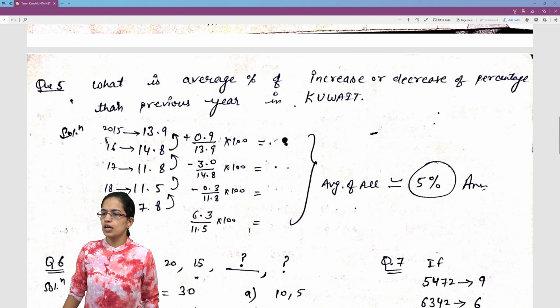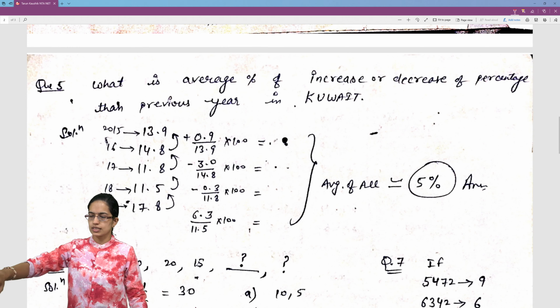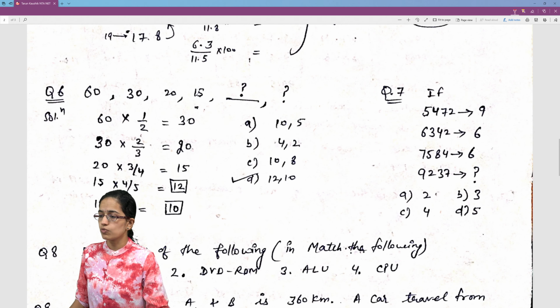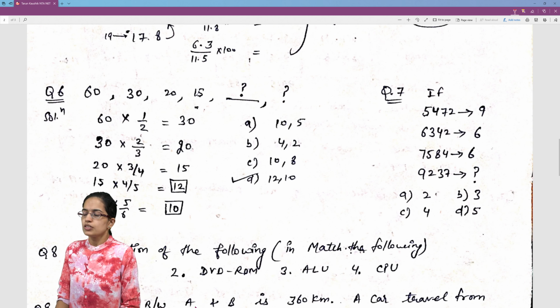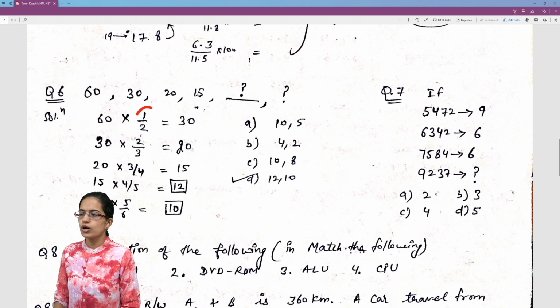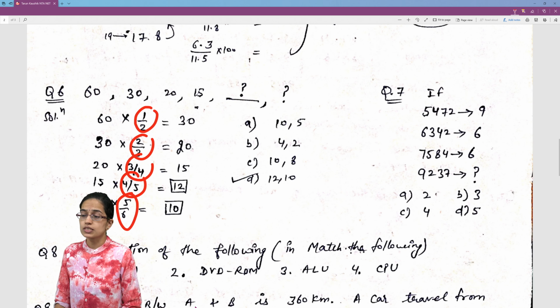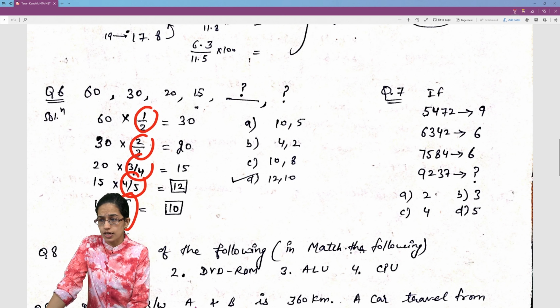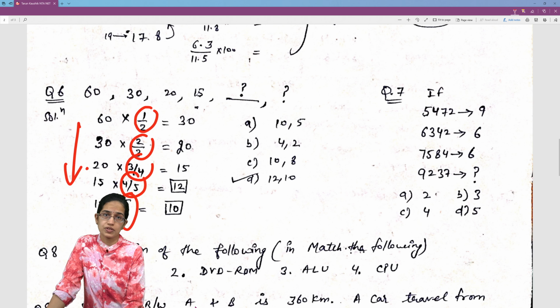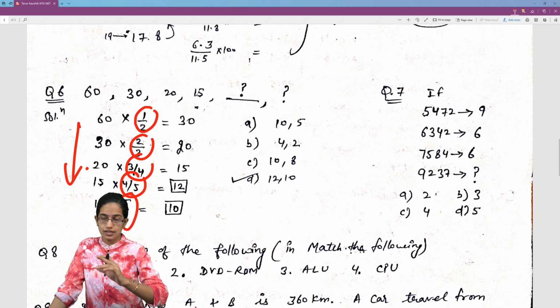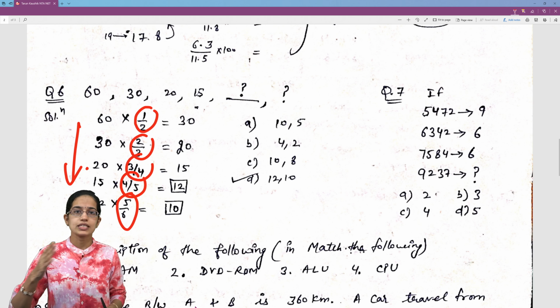Then there were questions related to percentage increase and decrease that we have covered. The next question was relating to number series. The series was half, 2/3, 3/4, 4/5 and 5/6. Now this is a kind of question that was asked. In most of the sets we have seen that when there is a number series, either it was a fractional ratio or a square or an exponential ratio.